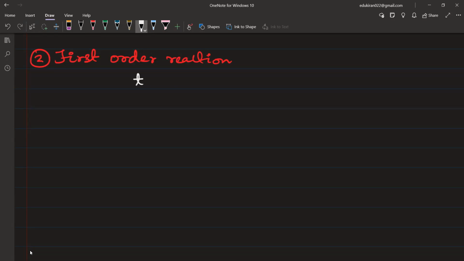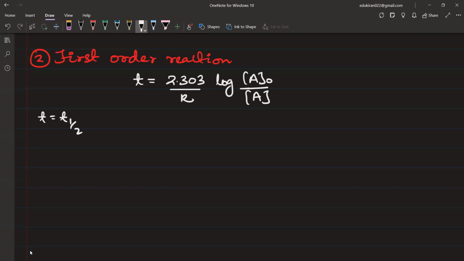integrated rate law equation. So t will be equal to 2.303 divided by the rate constant, log of the initial concentration of A upon the final concentration of A at t equal to t half. The initial concentration of A will not be changed. It will be A naught only. But the final concentration of A will change to what? Tell me, guys. What will be the final concentration? By 2. Very good. It will be A naught by 2 because we are calculating for the half-life period.